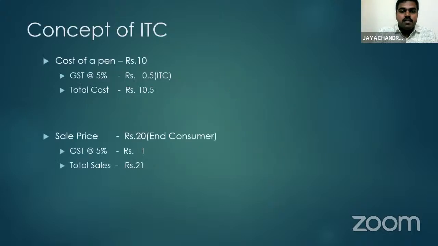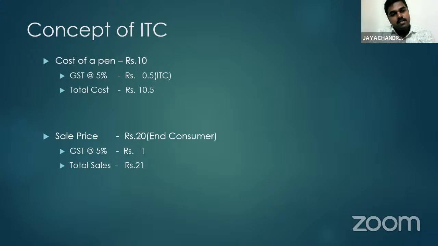First, let me explain what is the government's ultimate intention in giving ITC and collecting the GST. Say, for example, there is a trader. He is purchasing and selling a pen. The cost of the pen he is purchasing is ₹10, and the dealer from whom he is purchasing is charging GST at 5%. It comes to 0.5 rupees. The total cost for his purchase is ₹10.5.